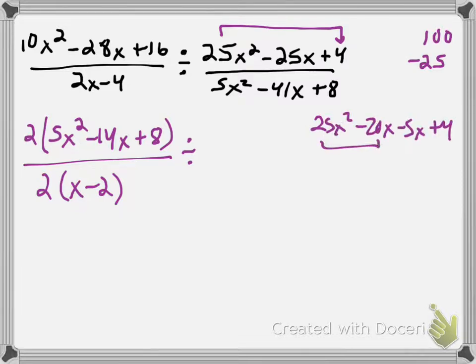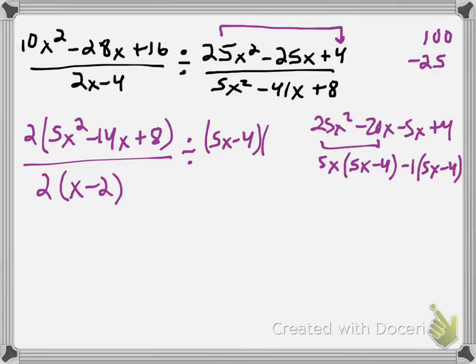And now I group. These two have a 5x in common. That leaves me with 5x minus 4. These have a negative 1 in common. That leaves me with a 5x minus 4. Now in this big long expression, they have a 5x minus 4 in common, and that leaves me with a 5x minus 1. So those are my factors.